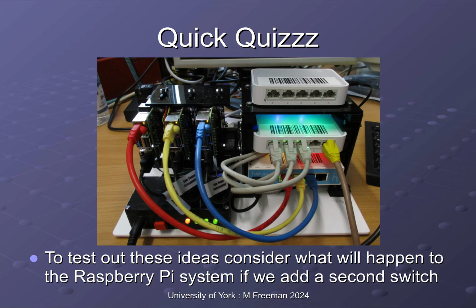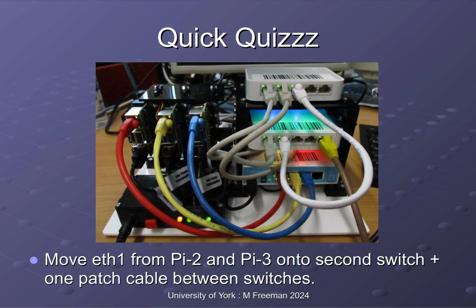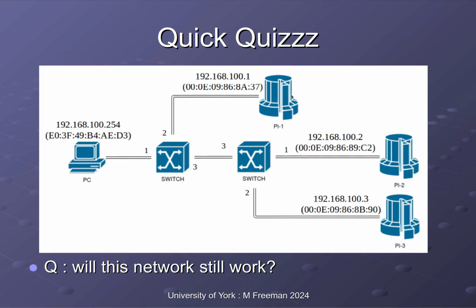So what would happen if I was to do this? Now we have the 2 switches. Pi 1 is plugged into our first switch, and then I have a patch cable, that's a short Ethernet cable, to the second switch, and then Pi 2 and Pi 3 are now plugged into this switch. If you looked at the network diagram, it would be like this. So here are two switches. This is our original switch, this is our second switch.